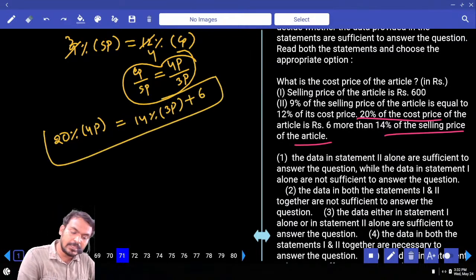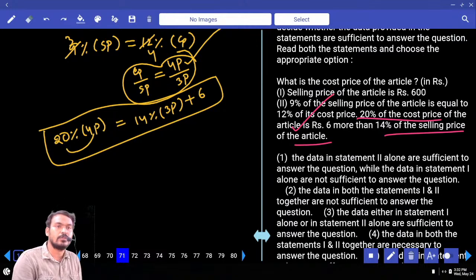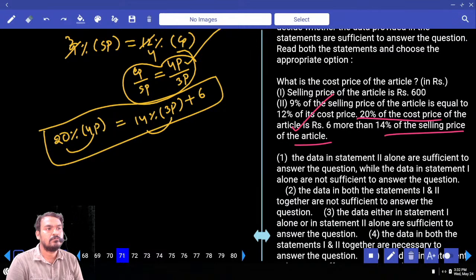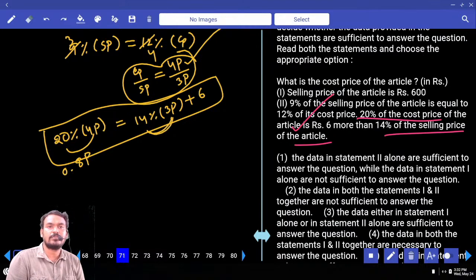Simplify this one, we are get the 1 part value. If you are get the 1 part value, obviously we are get the cost price. Then 2 alone is sufficient or not sufficient? Sufficient. 24s are 14 3s are 42. Difference we are get the 1 part value. It is 8 parts. Sorry, it is 0.8 parts. And 14% of 3 parts. 0.42 parts.